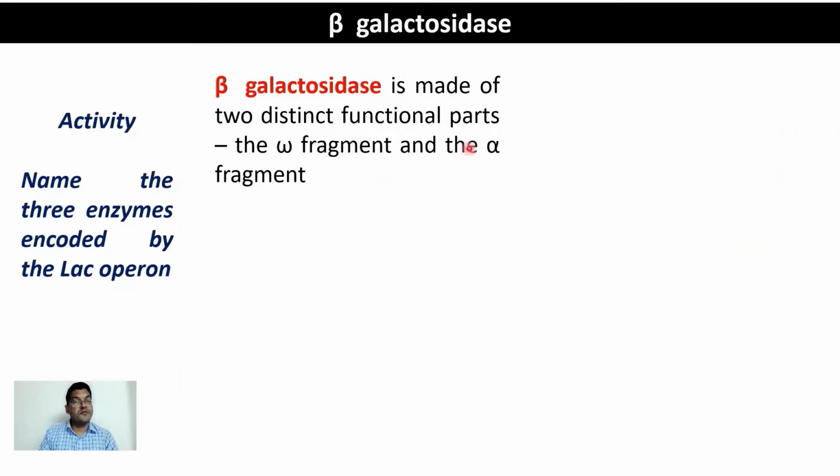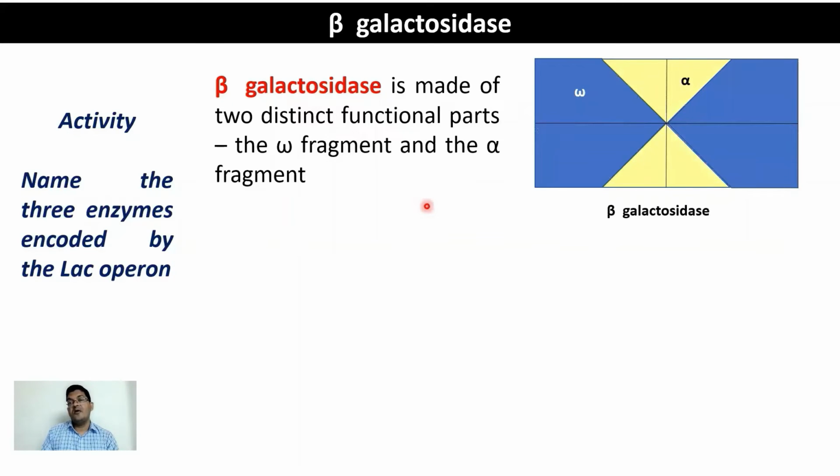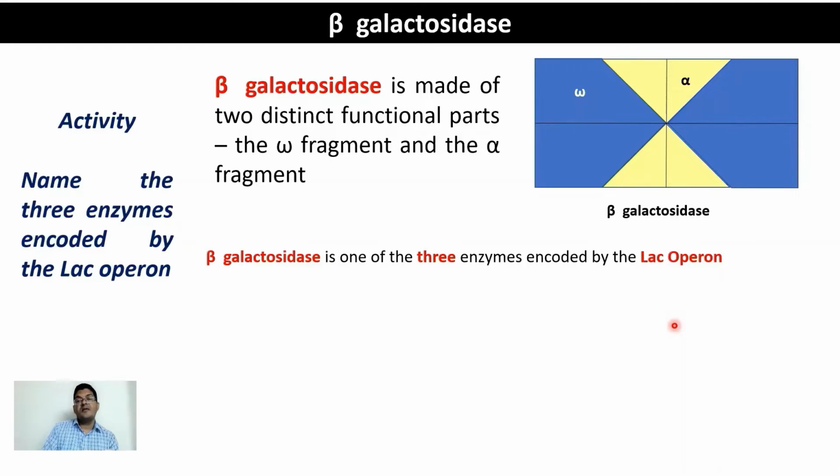Beta-galactosidase is made up of two distinct functional parts, the omega fragment and the alpha fragment. Here is a cartoon of beta-galactosidase, and there are 4 copies of the omega fragment and 4 copies of the alpha fragment. The omega fragments are polymerized in the presence of the alpha fragment, and that allows for the synthesis of a functional beta-galactosidase. Right? Beta-galactosidase is an enzyme that is encoded by the host, and this gene is a part of the 2 other genes found in the lac operon.